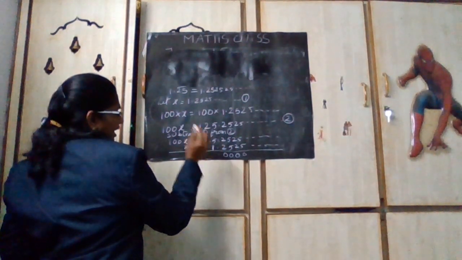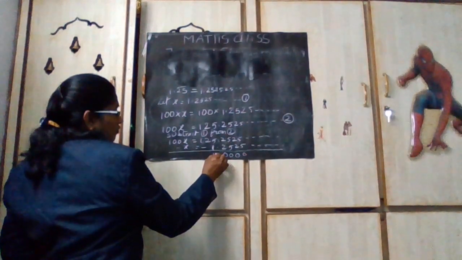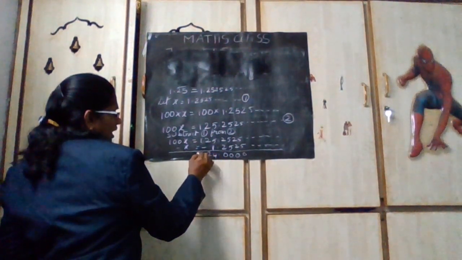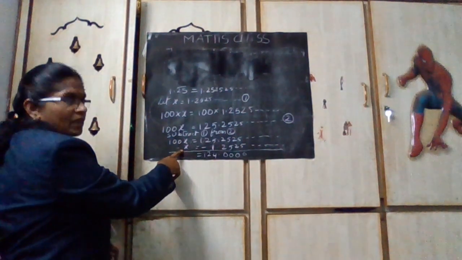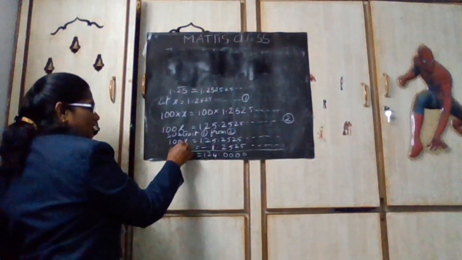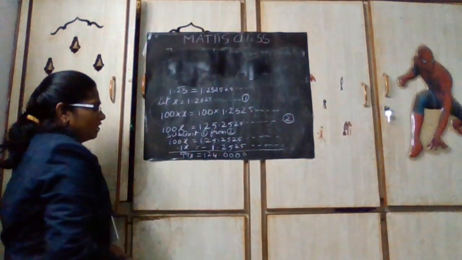Again, we are subtracting. 5 minus 1, how much? 4. Here, 2 minus 1, 1. 100x minus x: what is the coefficient of x? 100 and 1. 100 minus 1, how much will you get? 99x.